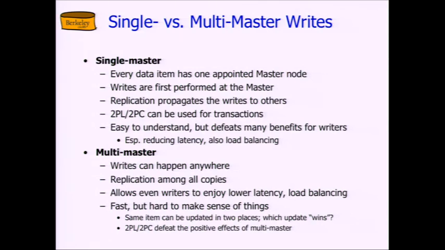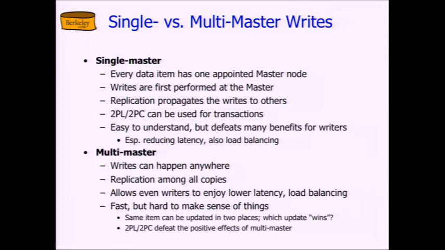So multi-master writes are tempting because it's easy. You can do the writes wherever you want. With replication on all these copies, everything goes fast. All the writers enjoy low latency and load balancing, but it's hard to make sense of things, because you can have the same item updated in two places. Then you have to ask the question: which update wins? The calendar example is a great one.